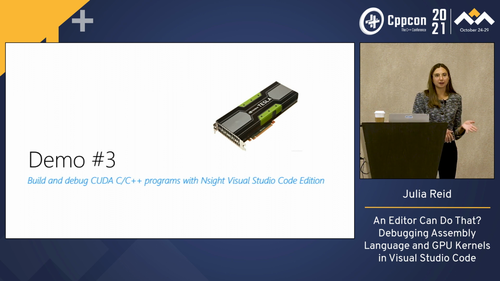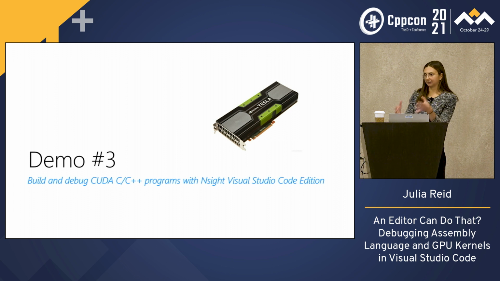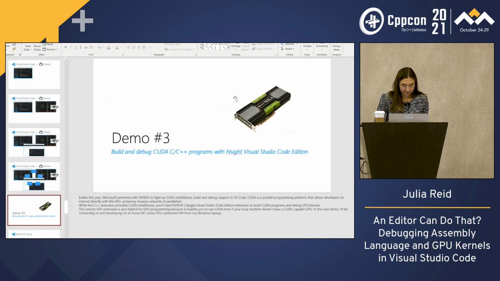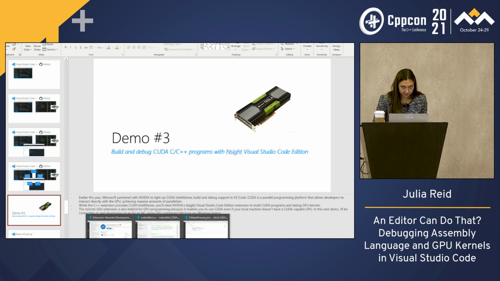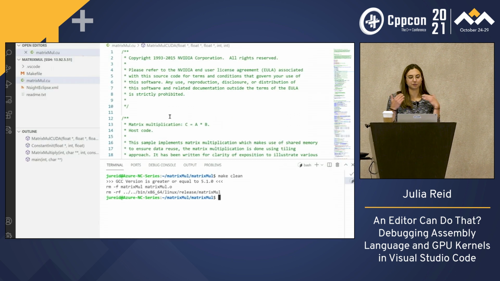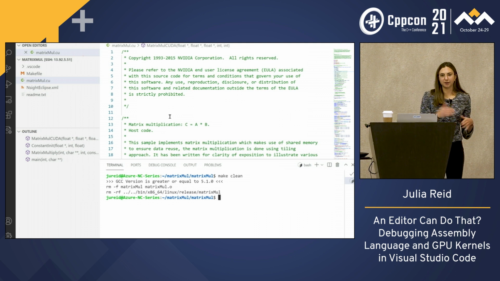CUDA is a parallel programming platform that enables you to interact directly with the GPU, achieving massive amounts of parallelism in your program. And you can use the C++ extension to get CUDA IntelliSense and the Nsight Visual Studio Code Edition extension for build and debug support for CUDA programs.